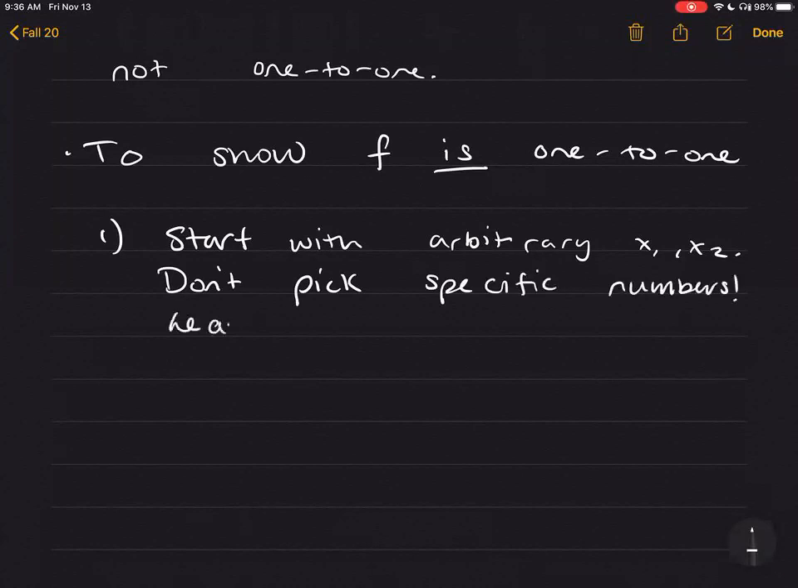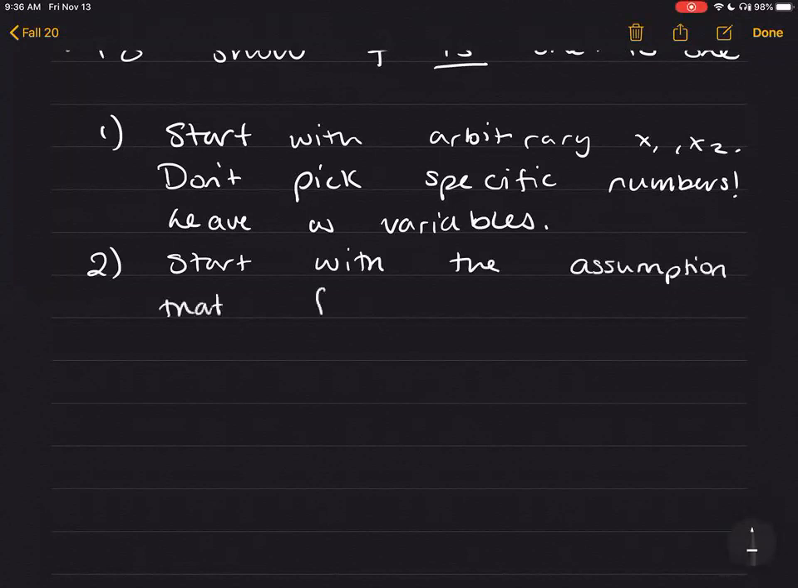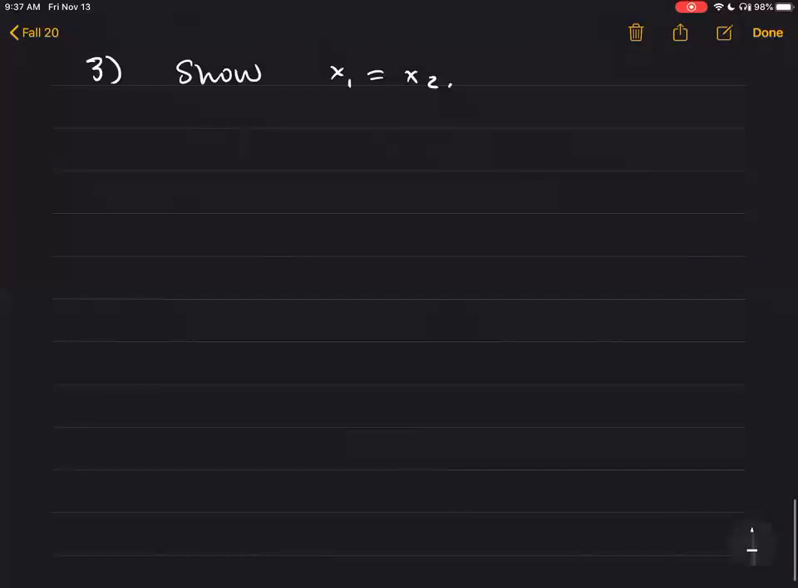Leave as variables. Okay, and then what you're going to do is start with the assumption that f of x1 equals f of x2. So you're going to start with this equation, and then from there you want to show x1 equals x2, and that will show 1 to 1. So that seemed like a weird and convoluted process. Let's see it in action.